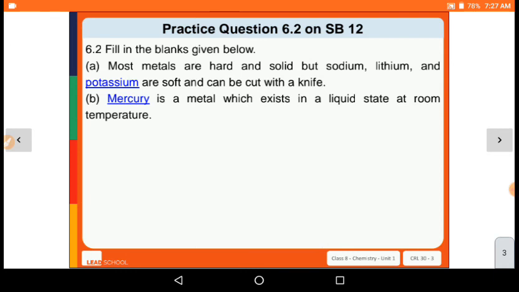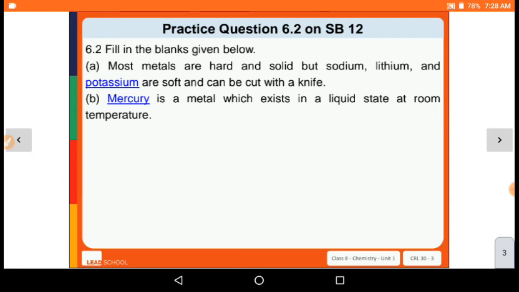If you keep it at room temperature, then it will exist in liquid state. It will be a liquid, even though it is a metal. So basically we will end this lecture here.